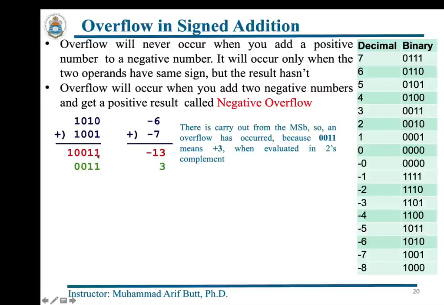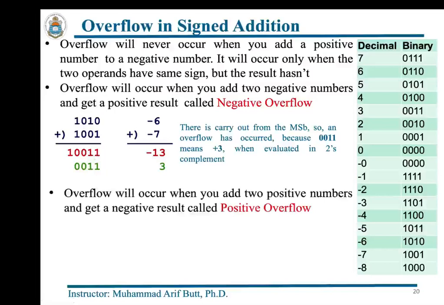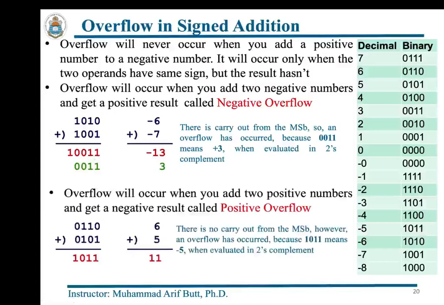Similarly, overflow will occur when you add two positive numbers and get a negative result. This is called positive overflow. Let's suppose we have added 6 with 5, and this is 6, this is 5. We get 1011, and of course, this is a negative number because this bit is 1. So after adding two positive numbers, how can we get a negative number? So this is again an overflow. Please do practice these on different numbers.